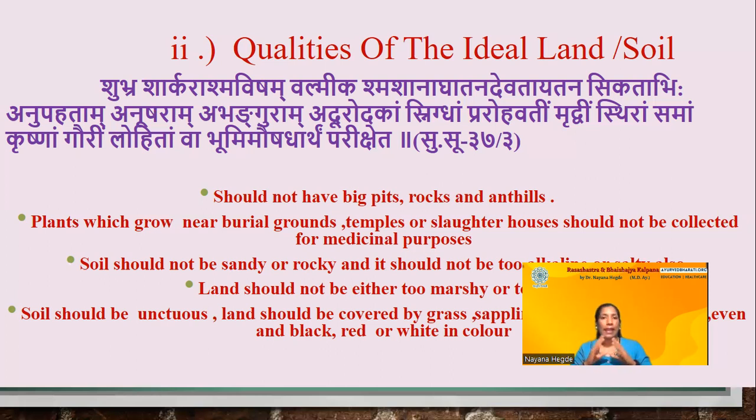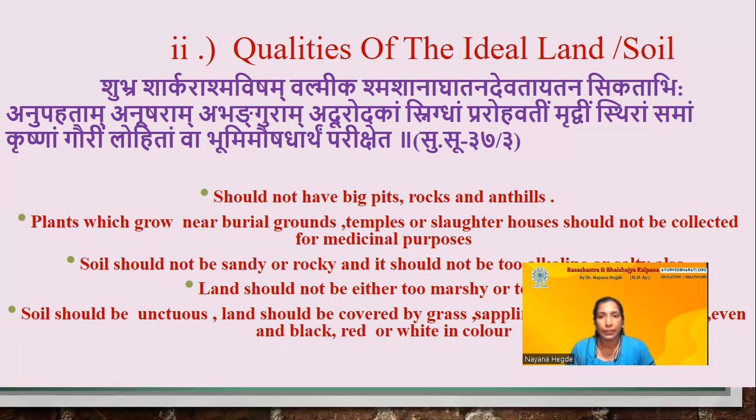The soil or the land should be mrudu. Soft soil should be there. Stiram, the land should be soft, but it should be stable land. And there should not be any uneven surface. The land should be even. Sama. The color of the soil they have given: it should be either Krishna or Gaura or Lohita Varna. Blackish soil or white soil or red soil should be considered for the collection of aushadhi dravya.